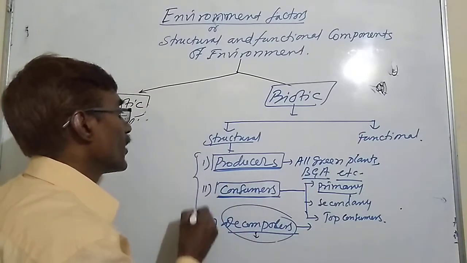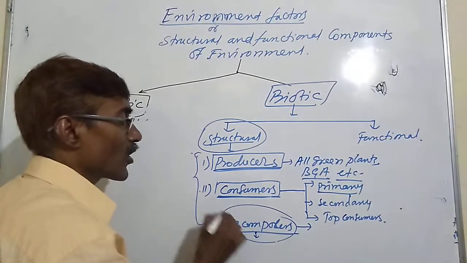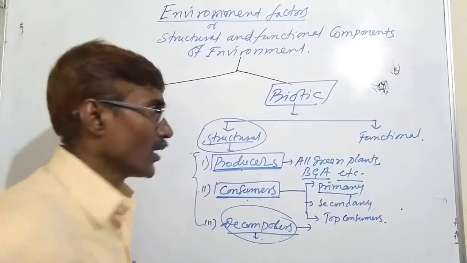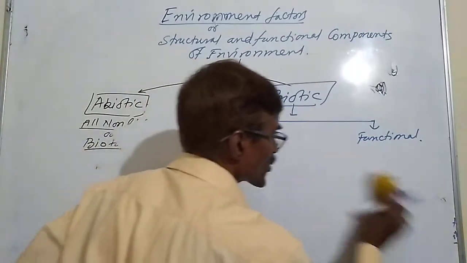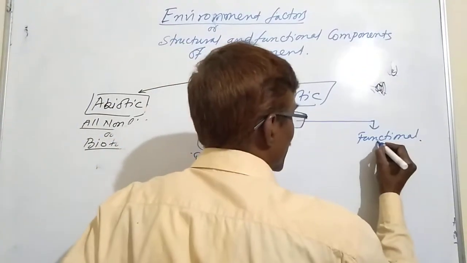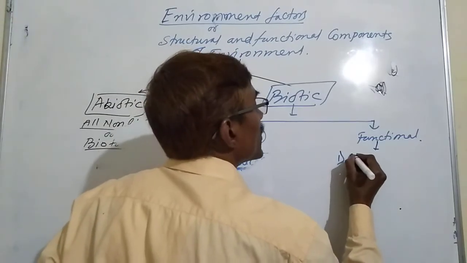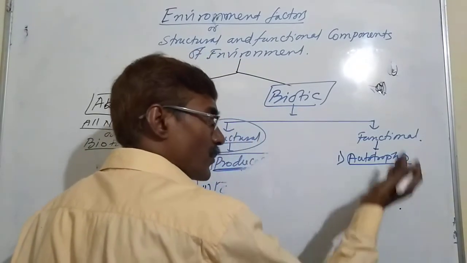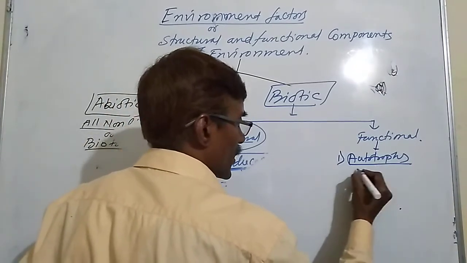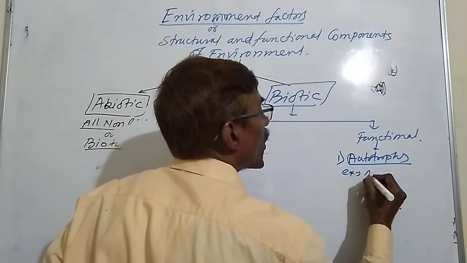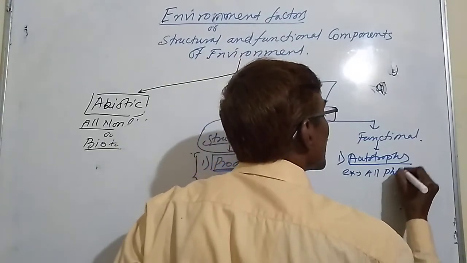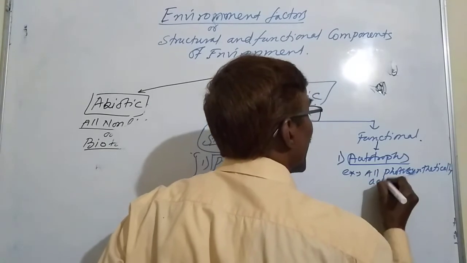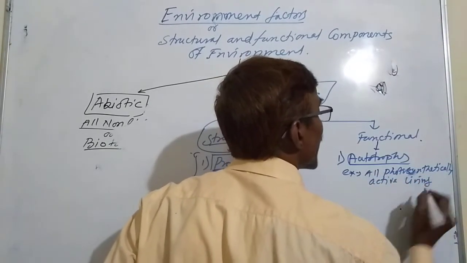So these are the important structural components, which provide the structure of any environmental unit or ecosystem, collectively called the structural biotic factor. Now the functional biotic factor. On the basis of their functional activity, some are autotrophs. Those can synthesize their food by their own process. They are called autotrophs. Example: all photosynthetically active living organisms.